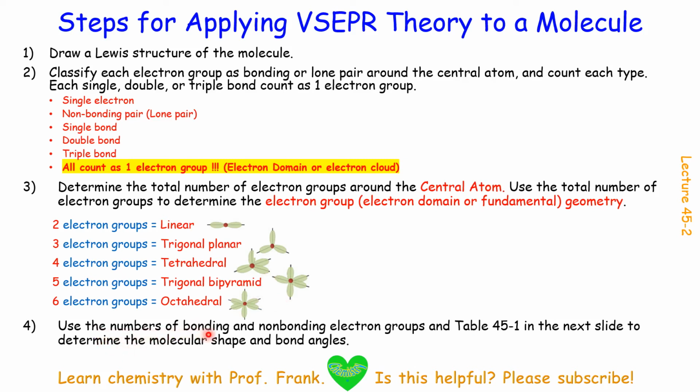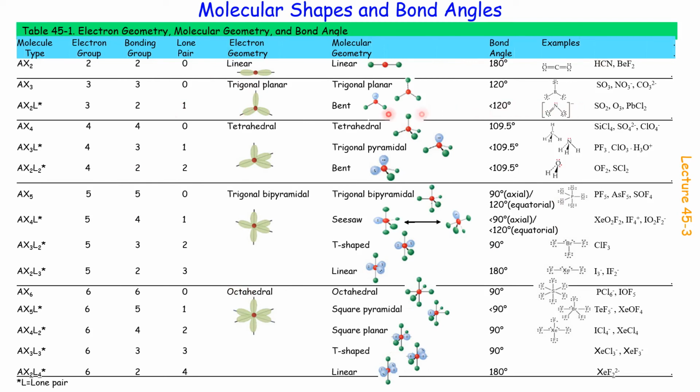Then we can use the numbers of bonding and non-bonding electron groups and table 45-1 shown in the next slide to determine the molecular geometry as well as bond angles. This is a very useful table in determining electron geometry, molecular geometry, and bond angle. This shows the type of molecules. A means the central atom, X means the surrounding atoms, L means lone pairs.